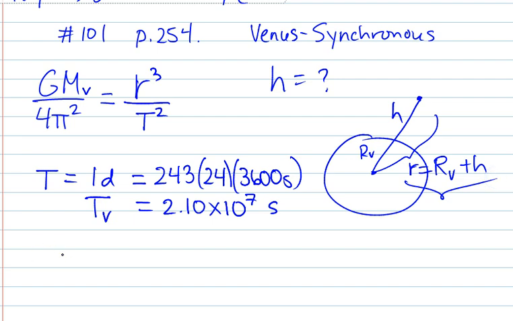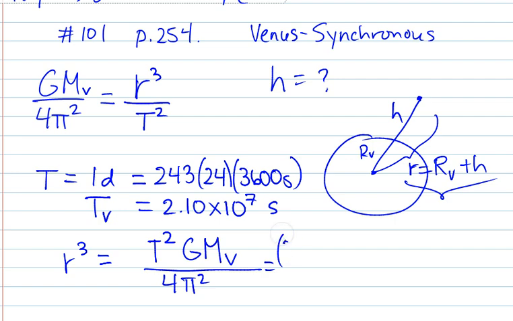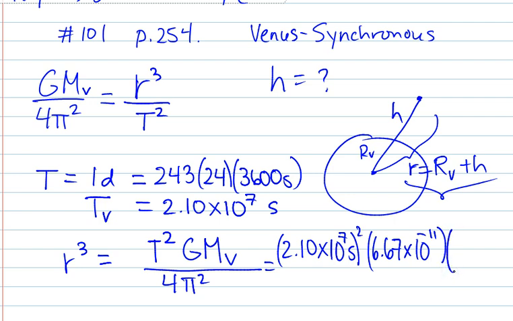So we're going to have r cubed is equal to T squared G M Venus over 4 pi squared, and we can plug some things in here. 2.10 times 10 to the 7th seconds squared. G, the universal gravitational constant. I'm not going to put in units for that, but hopefully you know what they are. The mass of Venus is pretty close to the Earth actually. It's about 6 times 10 to the 24th kilograms, remarkably close. And then we have 4 pi squared.